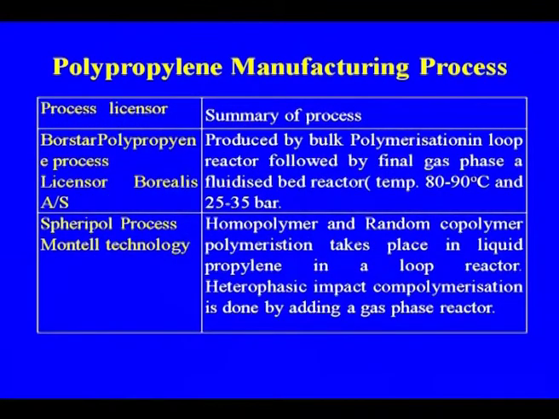These are the summary of the processes for polypropylene that are available. The Borstar polypropylene process, licensed by Borealis, is produced by bulk polymerization in a loop reactor, followed by a final gas phase reactor. So it is a two-stage process. That is the Spheripol process, Montell technology: homopolymer and random copolymer polymerization takes place in liquid propylene in a loop reactor. Heterophasic impact copolymerization is done by adding a gas phase reactor.